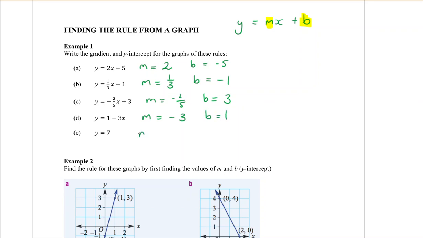And one last one. It's just y is equal to 7. What is m? Hands up, who knows what m is? Noah? Nothing. Other words, Xavier? 0. The gradient is 0 because there is no x term. And the y-intercept is, Joey? Very good. Great. Okay, so that's the first type of question that you're going to have to do.